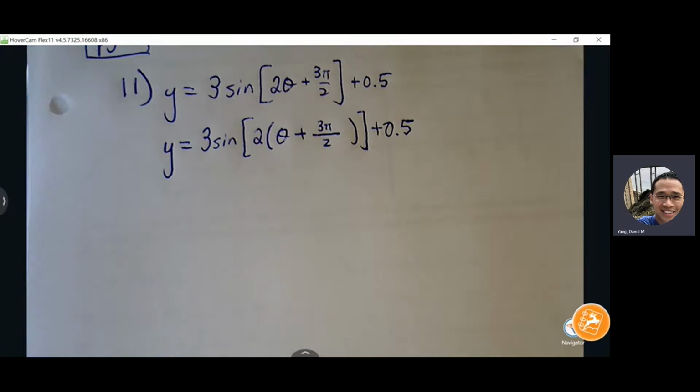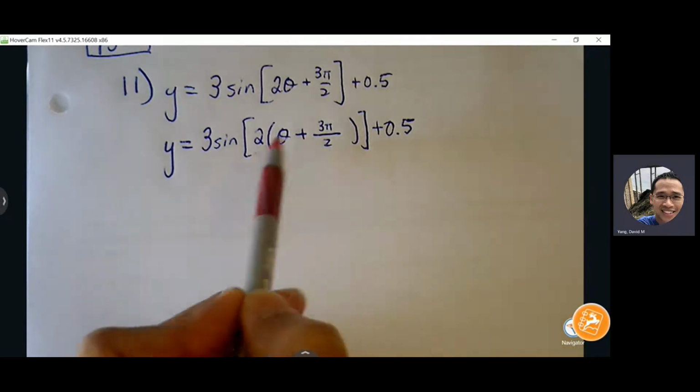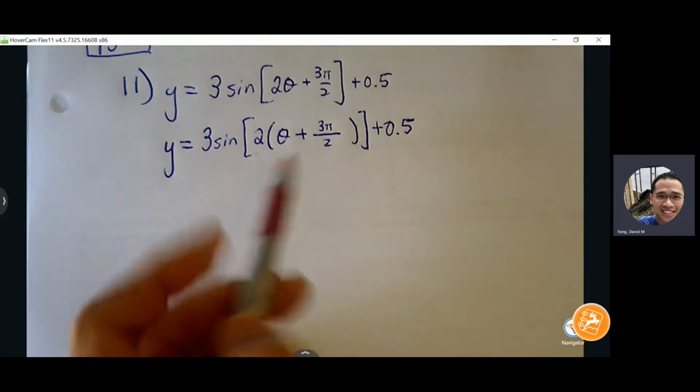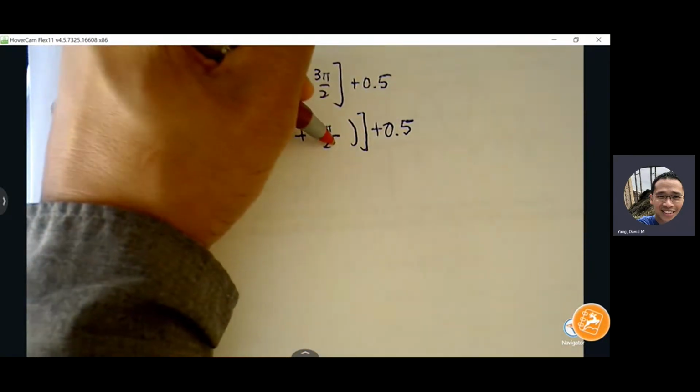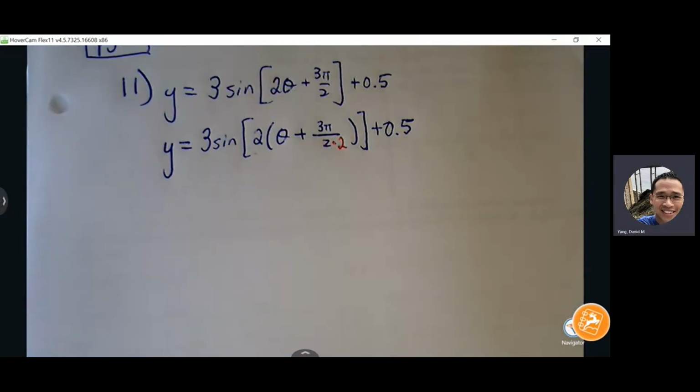But I need to make an adjustment, right? If that 2 is out, what adjustment is needed within my parentheses? So I have a 2 in the numerator, I need a 2 in the denominator, so put a 2 in the denominator. Yes. We're supposed to be doing that on the last couple of problems.